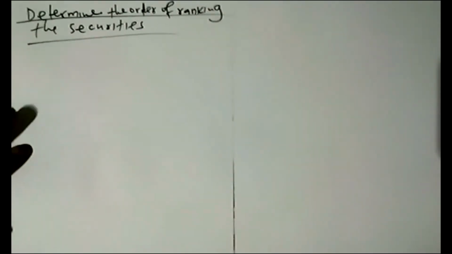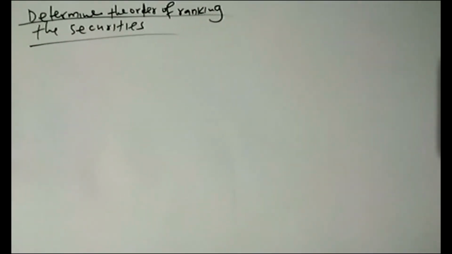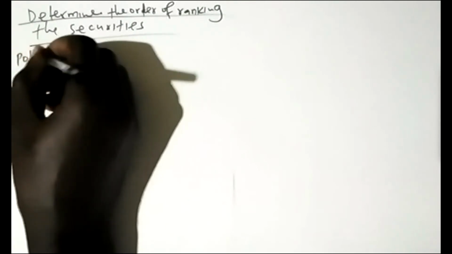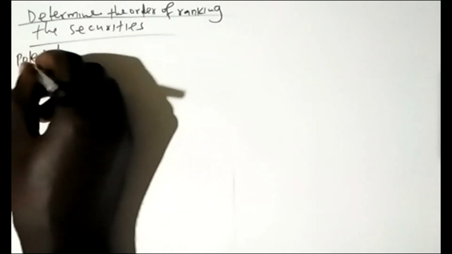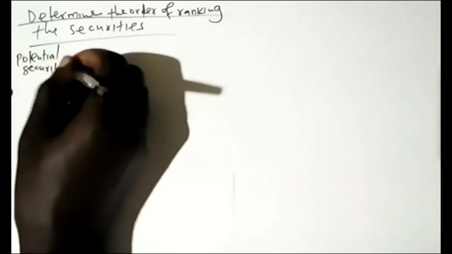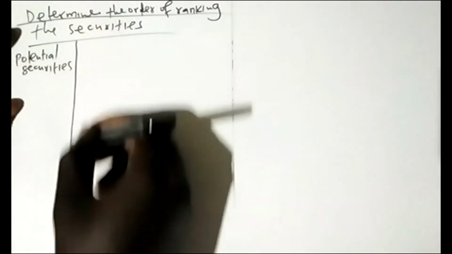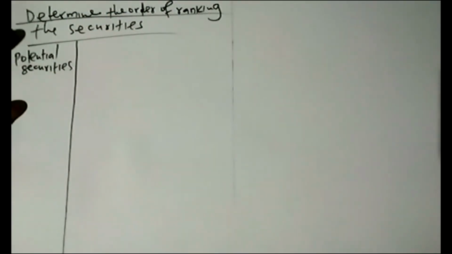So for the order of ranking the securities, as I said, when you are doing diluted, you always use potential securities. So I have to write here potential securities. These are the securities which are likely or unlikely to be converted to ordinary shares. So we do that.